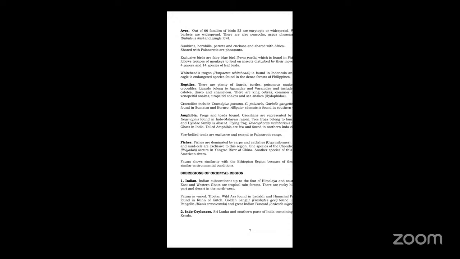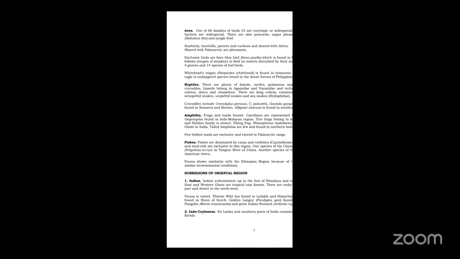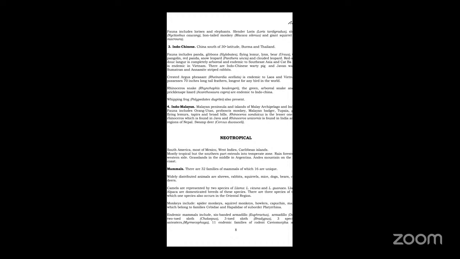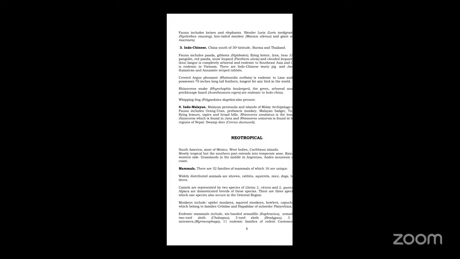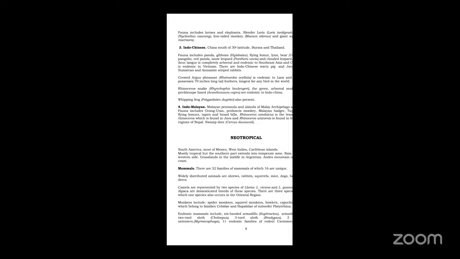Then you have got the Indo-Ceylonese, which includes Sri Lanka and southern parts of India, containing Tamil Nadu as well as Kerala. So this region you call the Indo-Ceylonese region. Now the fauna here includes lorises as well as elephants. In the loris you have the slender loris, the slow loris, and you also have the lion-tailed monkey and the giant squirrel. So these are some of the fauna present in the Indo-Ceylonese.